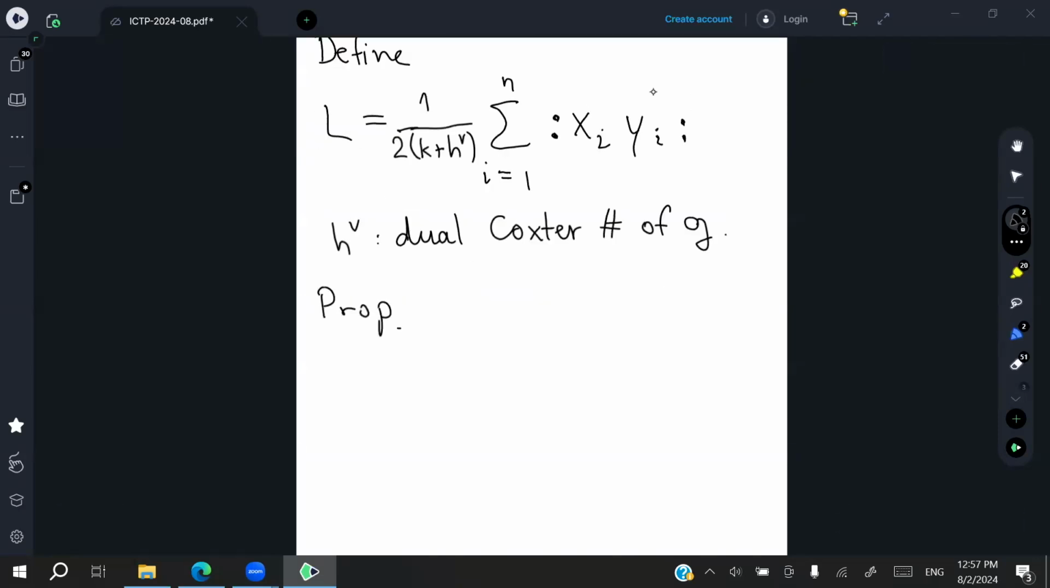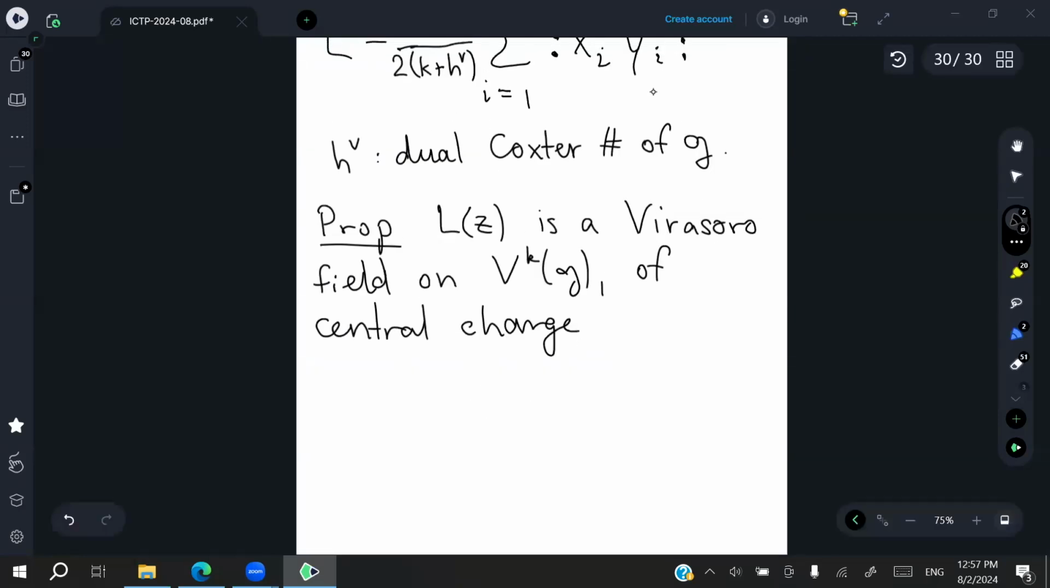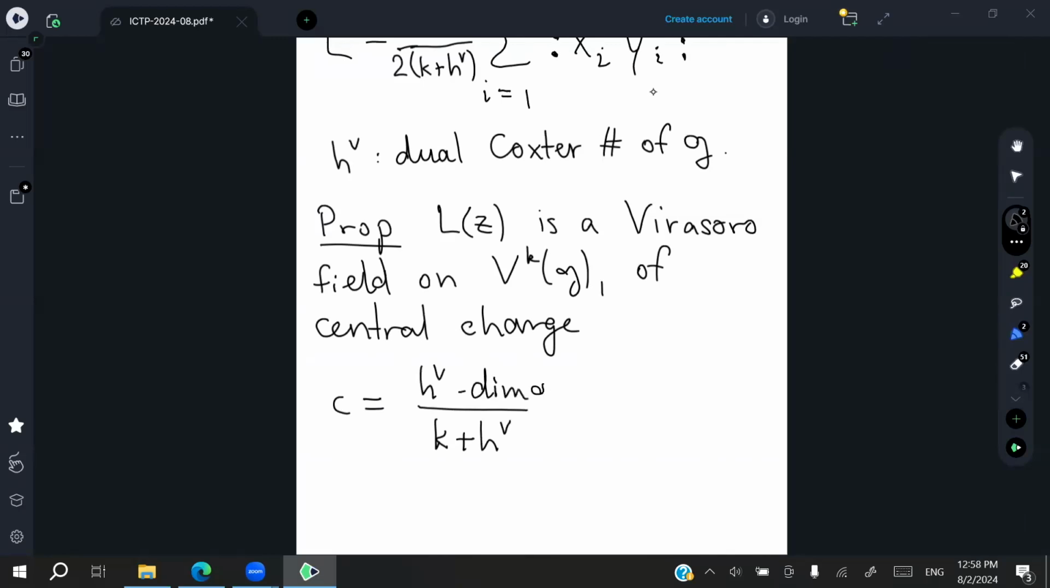Then it's a proposition that L of Z is a Virasoro field on V^k(G) of central charge, actually I can't remember the formula. I think it's k over k plus h check times the dimension of G. Something like this. So this construction, so we have a representation of Virasoro in our V^k(G).